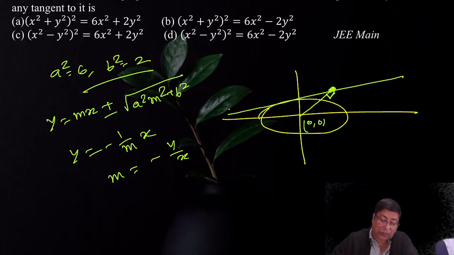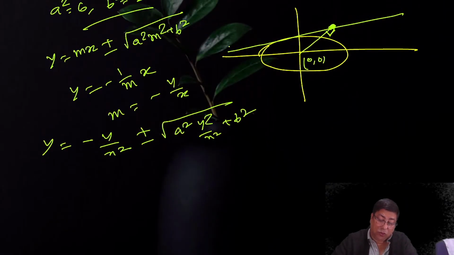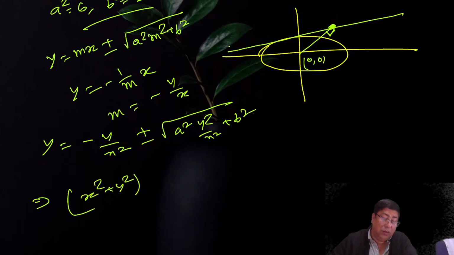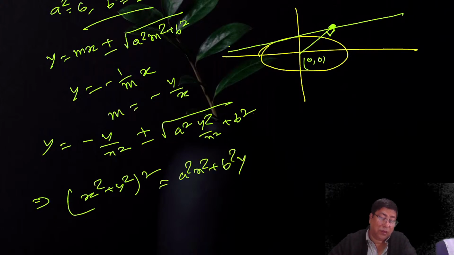What will we get? If we put m equal to minus y by x, we get y equal to minus y by x into x plus or minus root over a square m square, where m square means y square by x square, plus b square. Just do the whole square and we are getting the result: x square plus y square. But everybody, this is the theory, and we have to keep this theory in mind. So a square x square plus b square y square. A and b we know. Therefore, the final answer is x square.